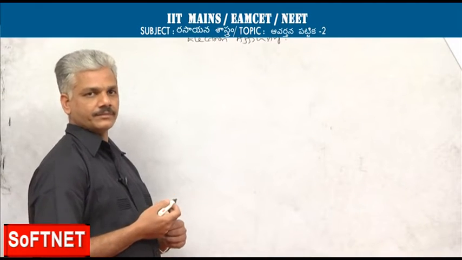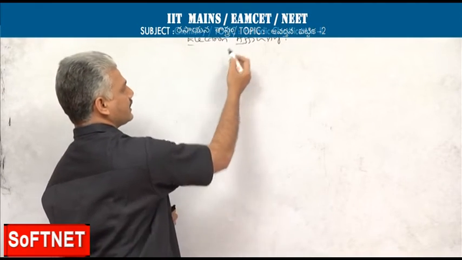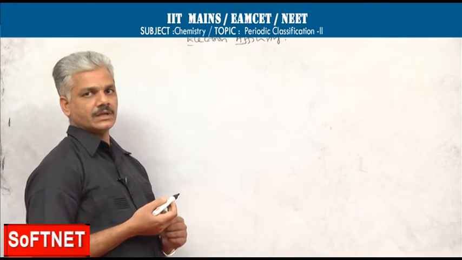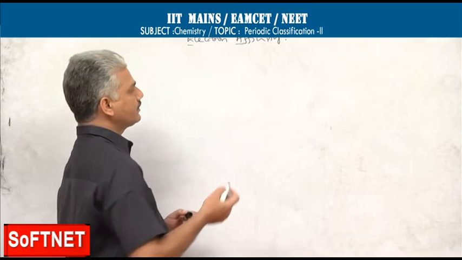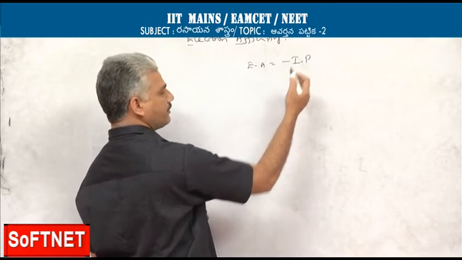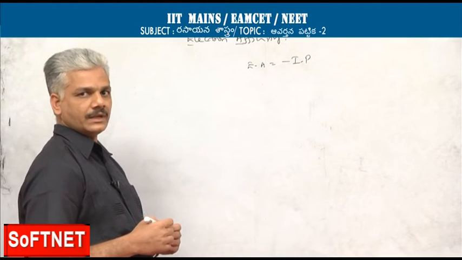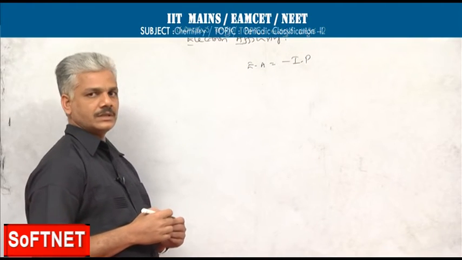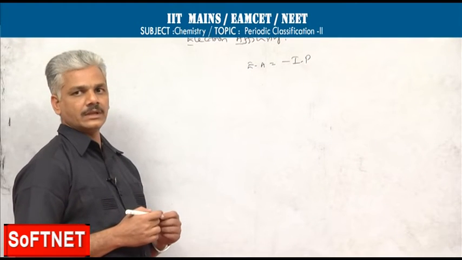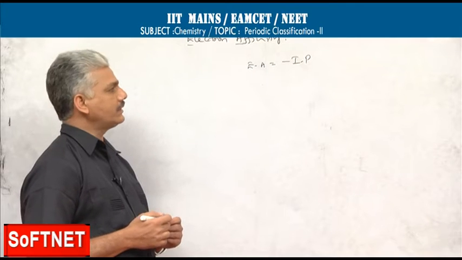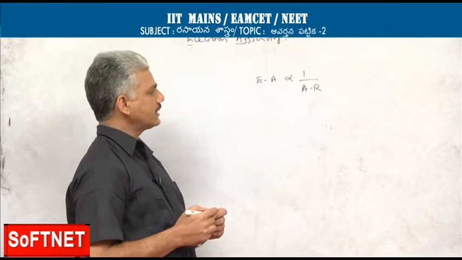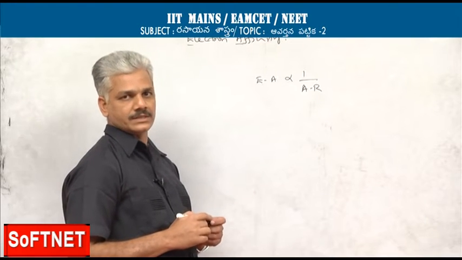Electron affinity. In short, it is represented as EA. It is quite an opposite property to ionization potential. The two can be correlated as EA equals minus IP. We can define electron affinity as the amount of energy released during the addition of one electron to the outermost orbit of a neutral gaseous atom. It means with increase in atomic radius, electron affinity value decreases.